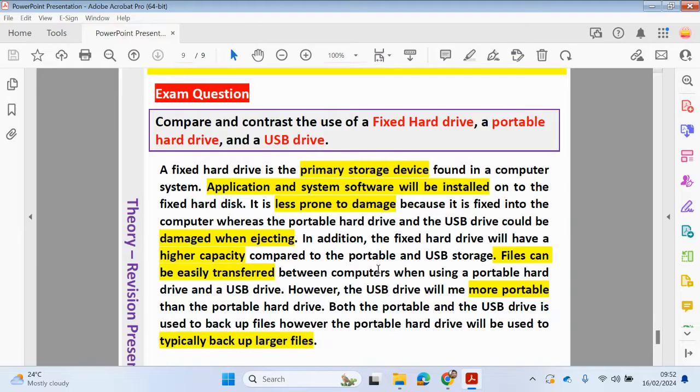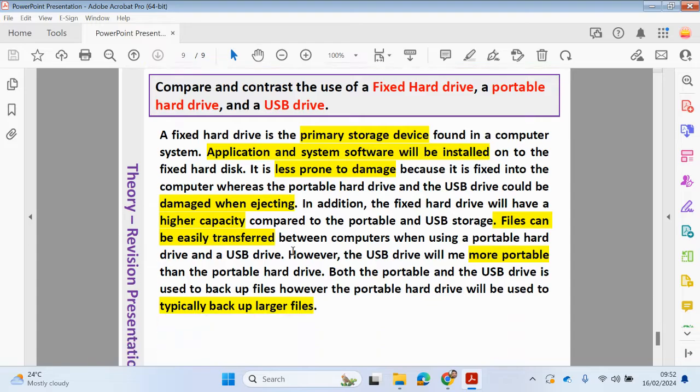And let's have a look at this question here. Compare and contrast the use of a fixed hard drive, a portable hard drive, and a USB drive. So a fixed hard drive is a primary storage device found in a computer system. Application and system software will be installed onto the fixed hard disk. It's less prone to damage because it's fixed in the computer, whereas a portable hard drive and USB drive could be damaged when ejected. In addition, a fixed hard drive will have a higher capacity compared to portable and USB storage.